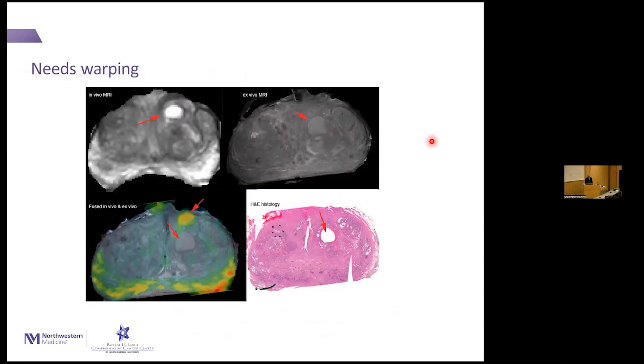But in this example, where you have the in vivo MRI, the ex vivo MRI, and then the fused combination, they don't match. So this curve here is from the endorectal coil, and I'll show you a 3D rendering where you can see the bladder pushes down on the prostate.